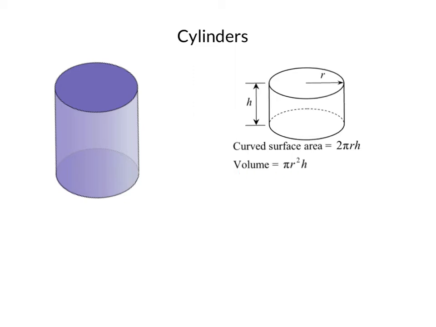We are told that for a prism, we want to multiply the area of the cross section times the height of the prism, or how far back it goes. So for a cylinder, we're going to multiply the area of the cross section, which is a circle, given by the formula pi r squared, times the height of the prism, shown here.